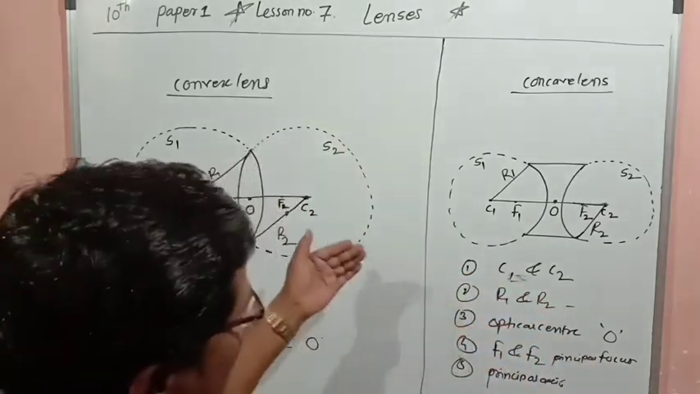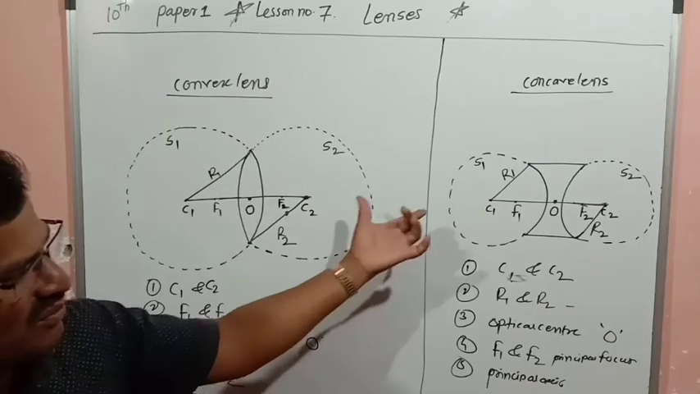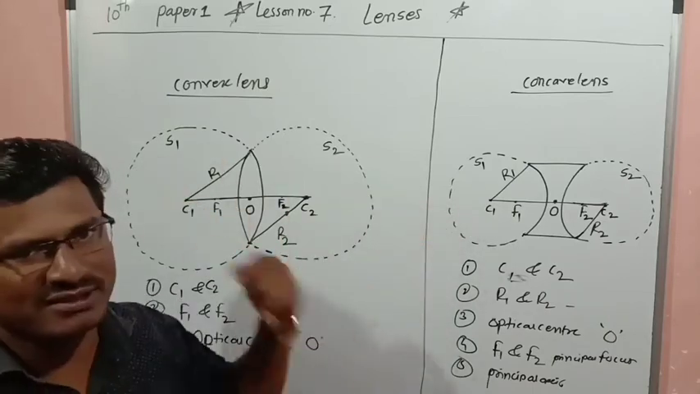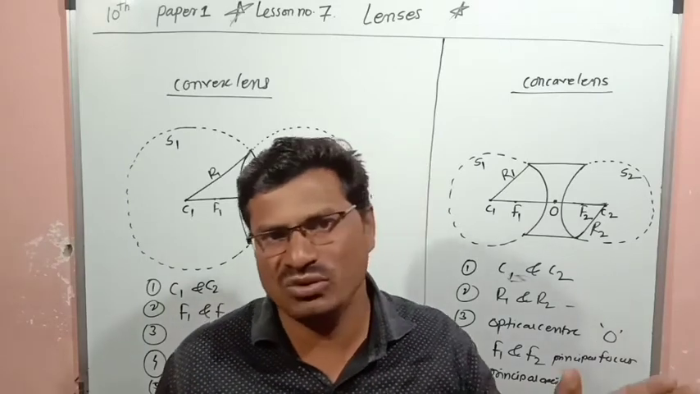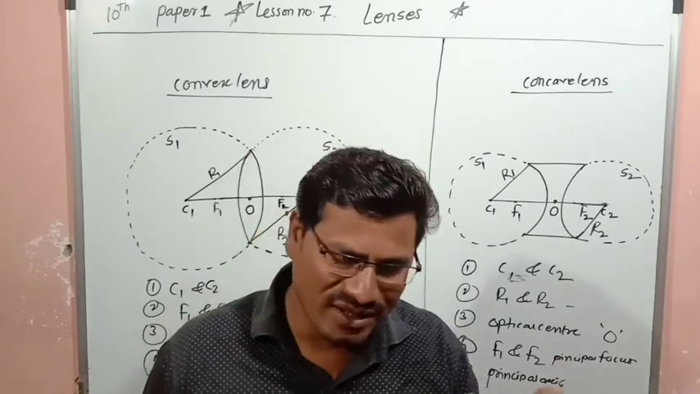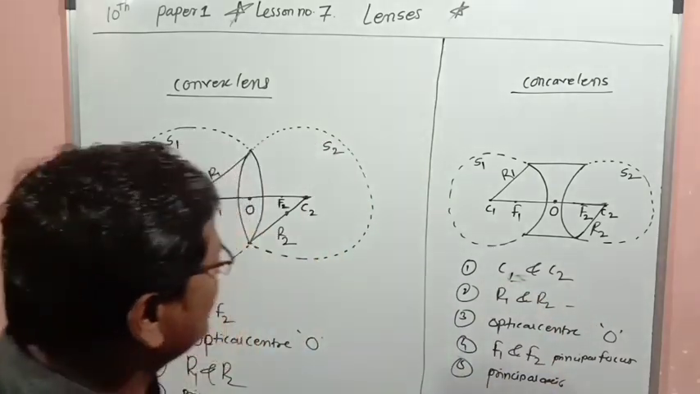So this is about the lenses, convex lens and concave lens, and they are forming two imaginary spheres. Now after this we are going to study some terms related to the spherical lenses, and those terms one by one we are going to study.